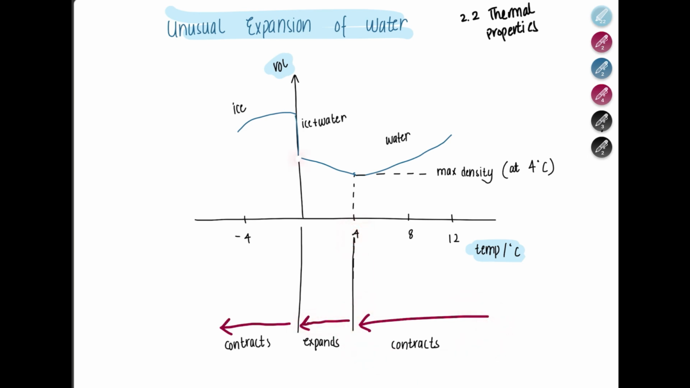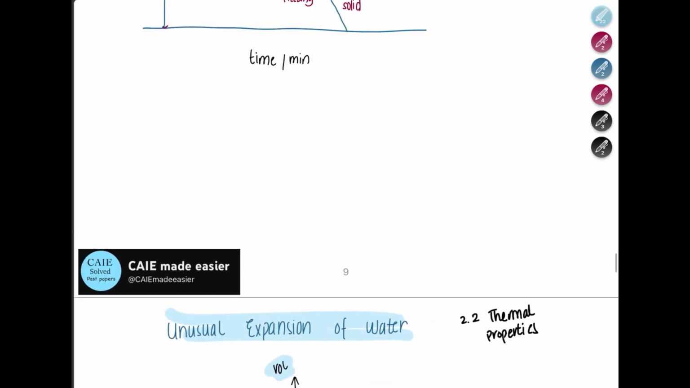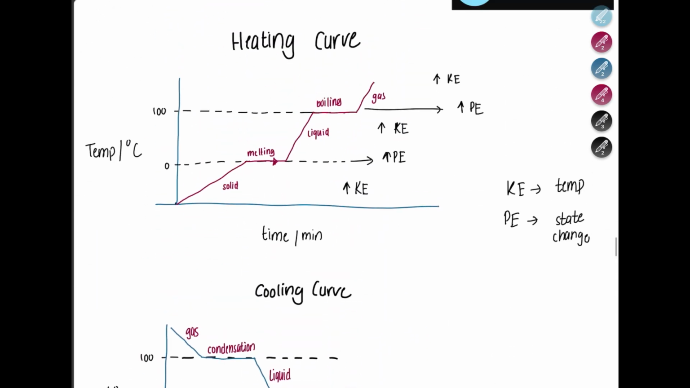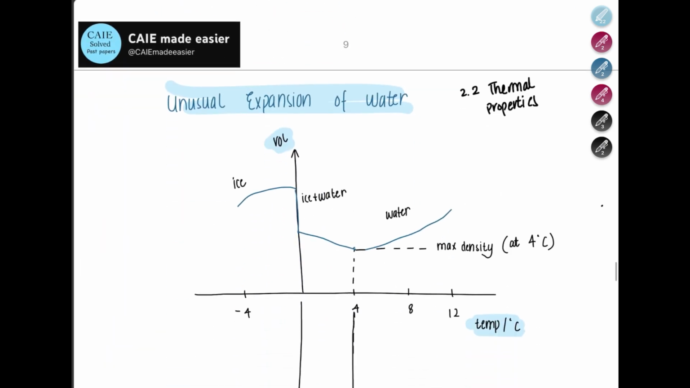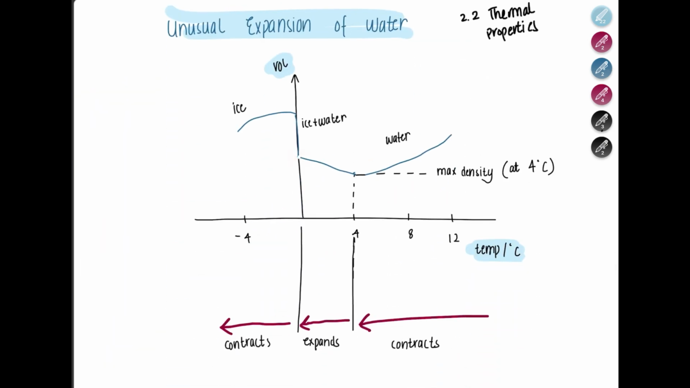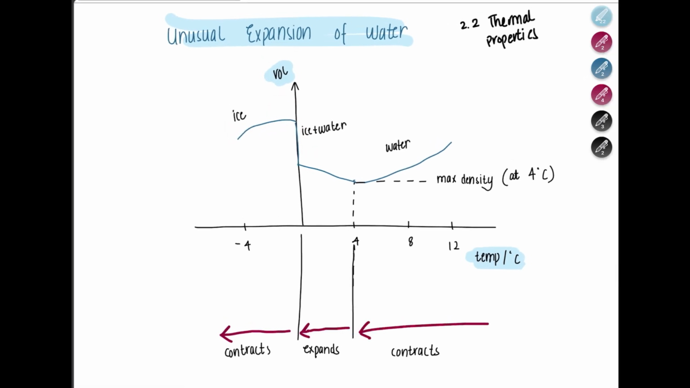And then when it reached 0 degrees, remember at 0 degrees, it starts freezing, right? So the temperature remains the same as we mentioned before. When it's freezing, the temperature does not change at 0 degrees, but the volume increases a lot. And then after that, all of it has turned into ice. And then when the temperature reduces even more, it contracts. So this is the volume-temperature graph just for water.